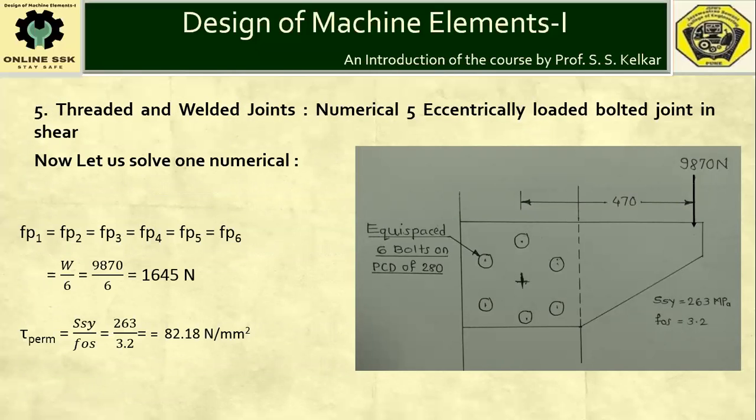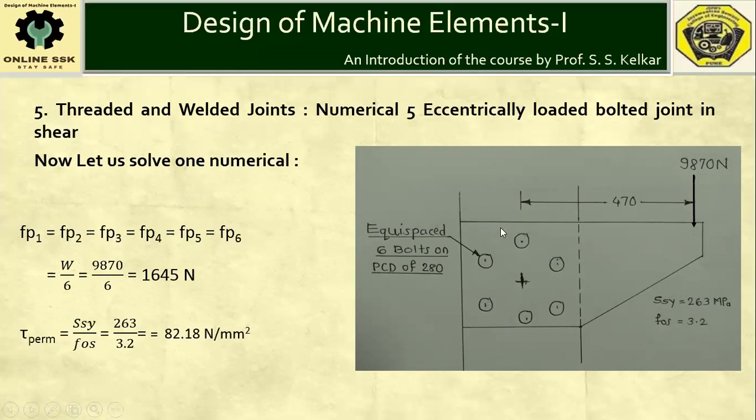Now let us solve one numerical based on this concept of eccentrically loaded bolted joint in shear. Here one bracket is shown which is attached to the support using 6 bolts. What is specified: equispaced 6 bolts on a PCD of 280. If we consider an imaginary circle upon which these 6 bolts are equispaced, then that imaginary circle will have a diameter of 280.